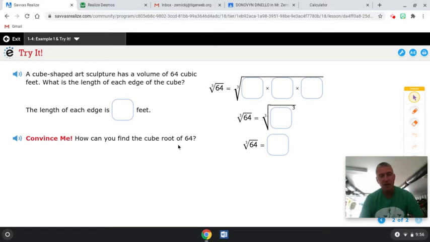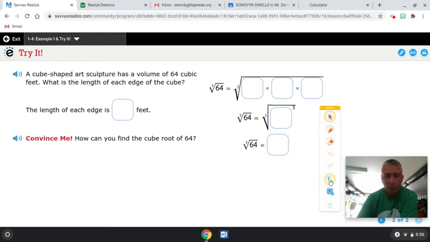Convince me, how do you find the cube root of 64? Well, you need to find the number that multiplied by itself 3 times will equal 64. On your calculator, you could say that you use the cube root of 64, and that can be written with a text box. So you can pull the text box over here, and you can place a text box right here in order to type in it. Okay, that'll be up to you. I explained that in the first lesson, so you already understand what that is.